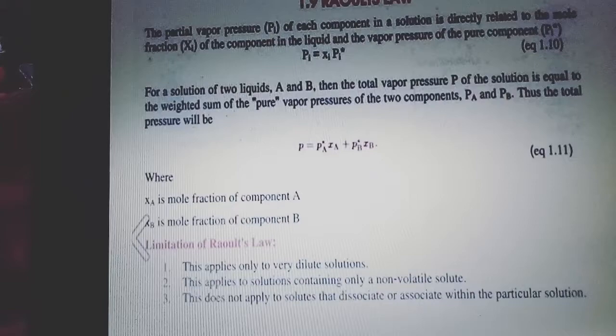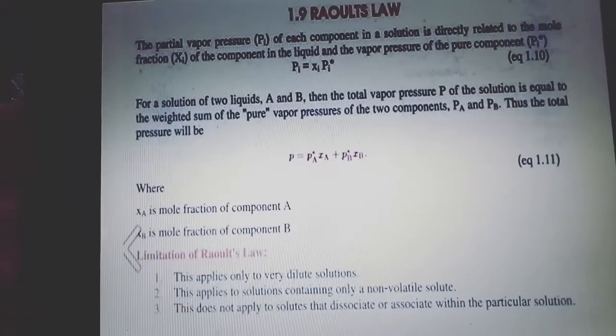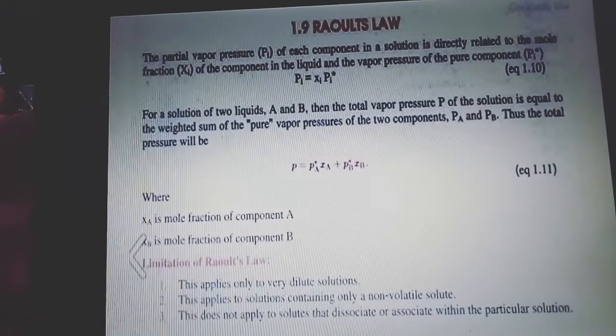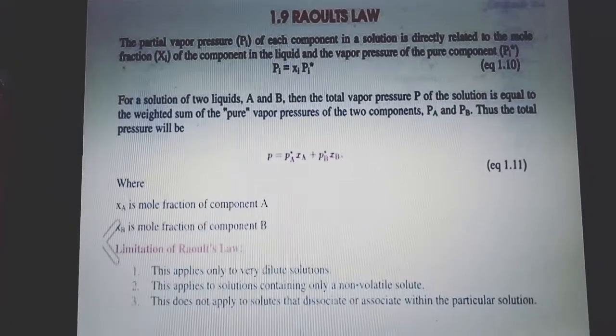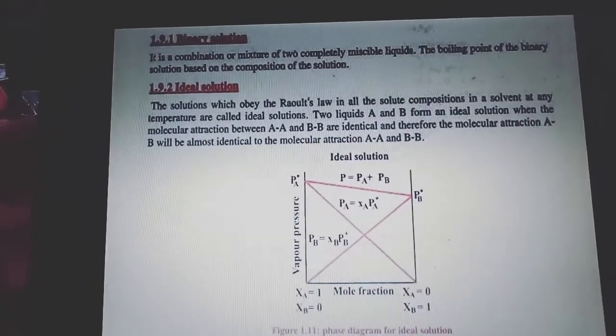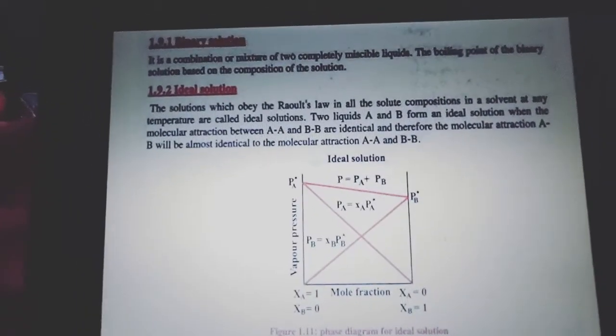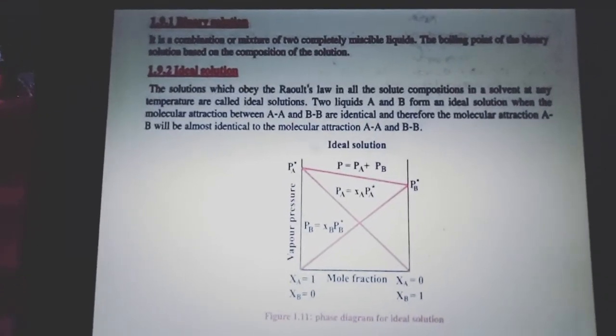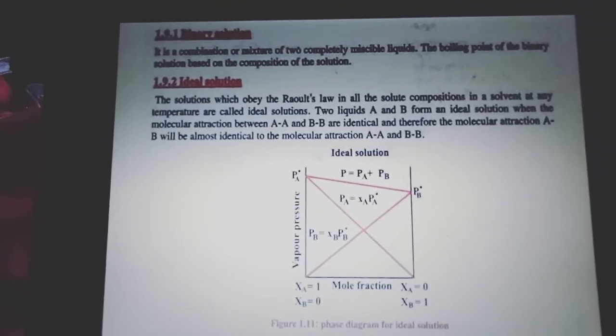This does not apply to the solutes that dissociate or associate within the particular solution. So students, these are the limitations of Raoult's law. Now under Raoult's law come two definitions, that is binary solutions, ideal solutions, non-ideal solutions.